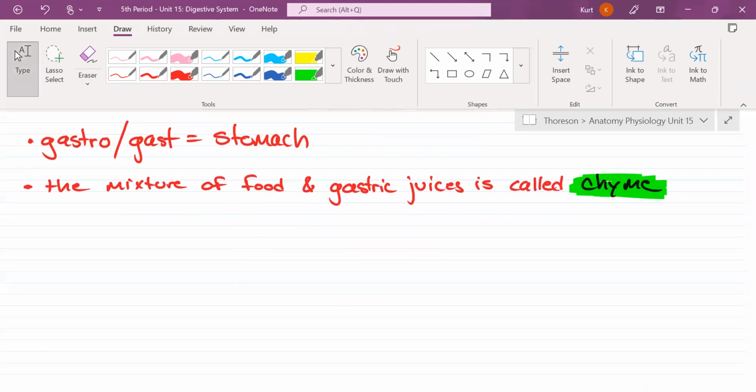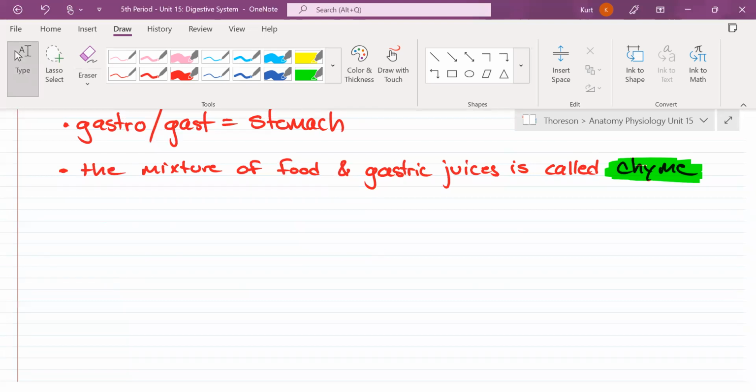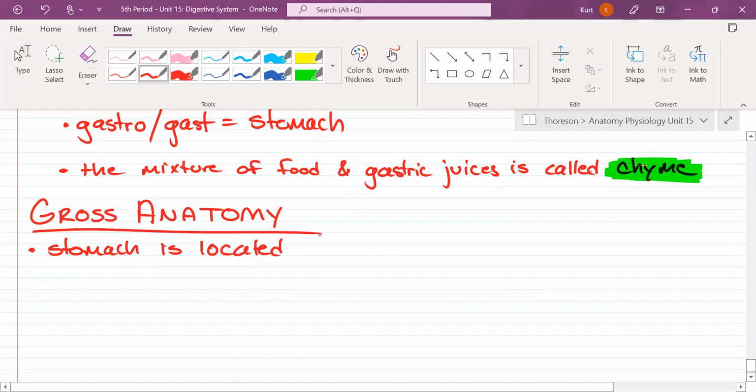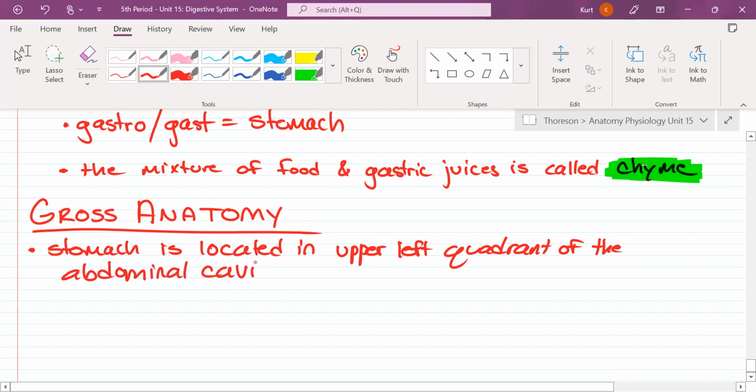All right, let's go over some of the gross anatomy. What does it mean to have gross anatomy? It's visible to the eye without any technology or aids necessary. All right, your stomach is located in your upper left quadrant of the abdominal cavity. So underneath your left chest, right around here where my hand is, that's your stomach. It is behind your ribs.